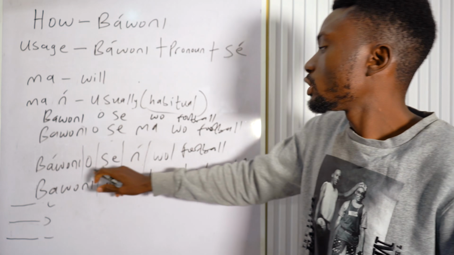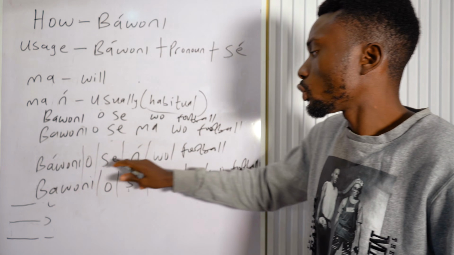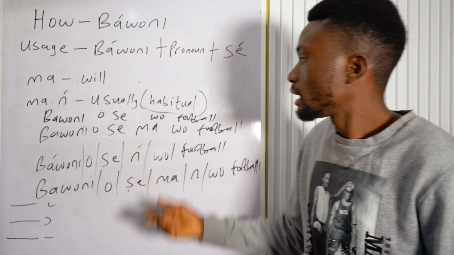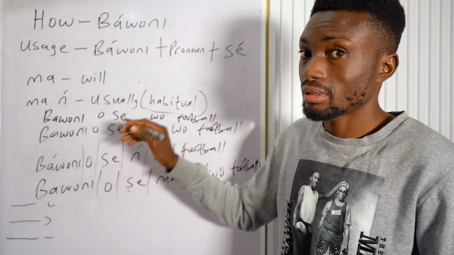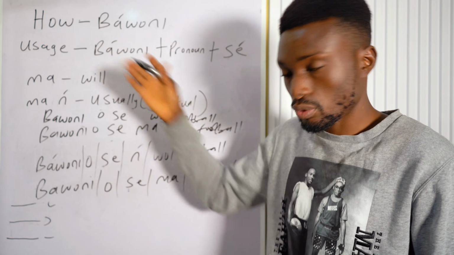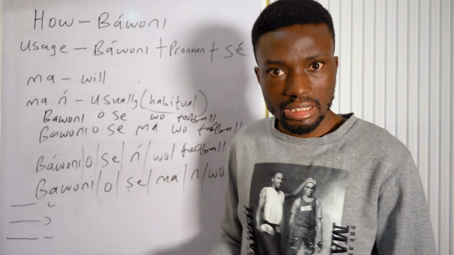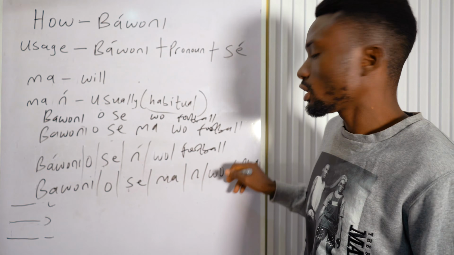So báwo ni o ṣe ń rí ọmọ mi. How are you seeing my child? But of course, some of them might not really make sense that much. But of course, just to explain this. Báwo ni o ṣe máa ń rí ọmọ mi. How do you usually see my child? How do you see my child?